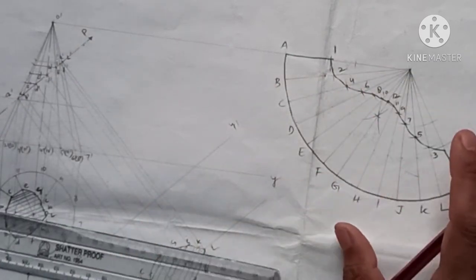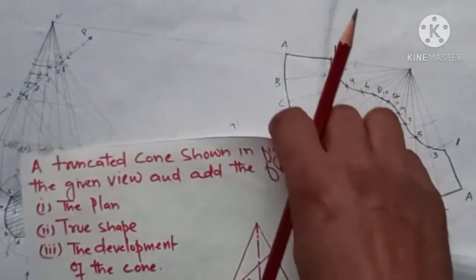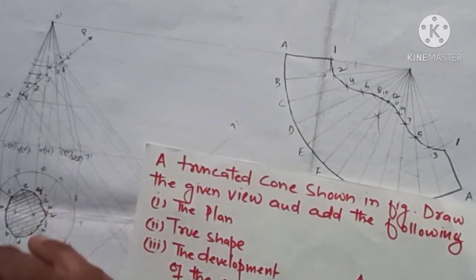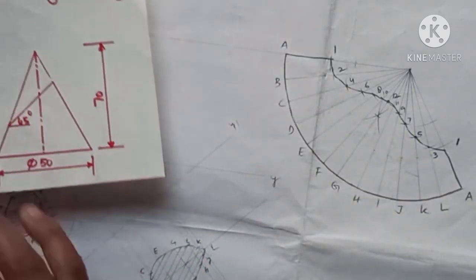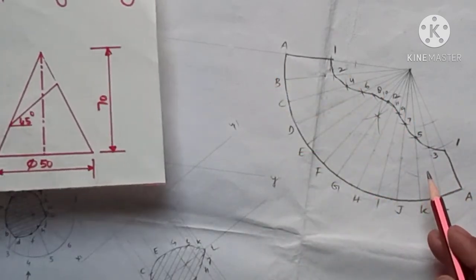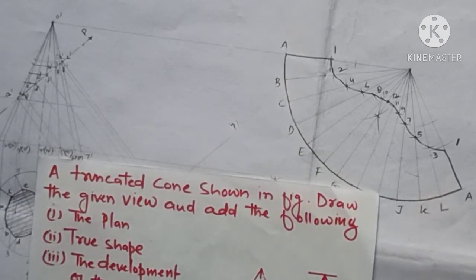So this is what I got. I had a question. It was a long question, I know. We had to draw the plan, so we have drawn the plan. The true shape, this is the true shape which I have got, and the development of the cone. So this is the development of the cone. I hope, my dear students, you got this in a very nice and good way.